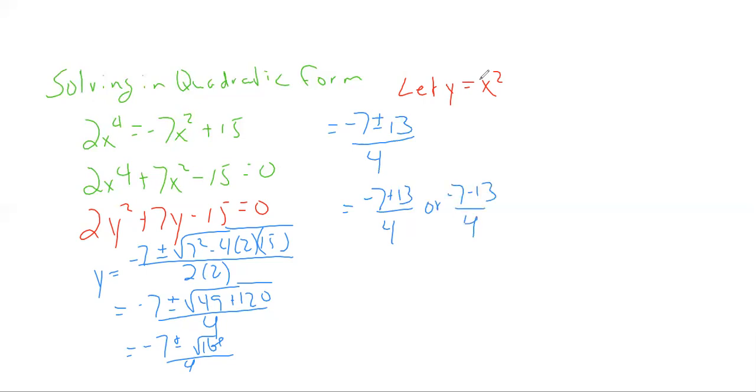Well, negative 7 plus 13 is what? Very easy. That's 6. So I have 6 over 4, which is 3/2. Or negative 20 over 4, which is negative 5. Well, here's the problem. This is what y equals. We don't want what y equals. What we do want is what x equals. So now I got to take both of these and go, okay, x squared is equal to 3 over 2.